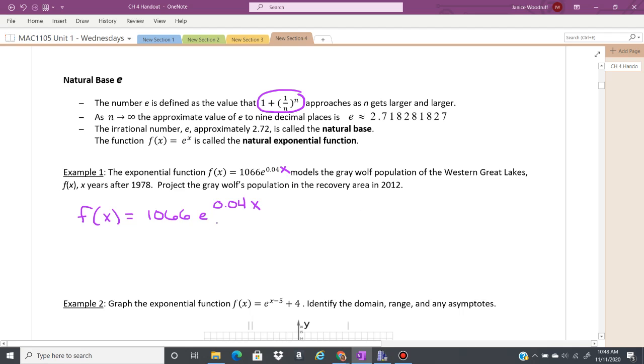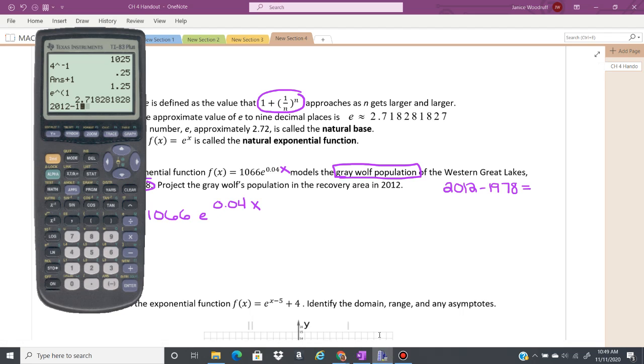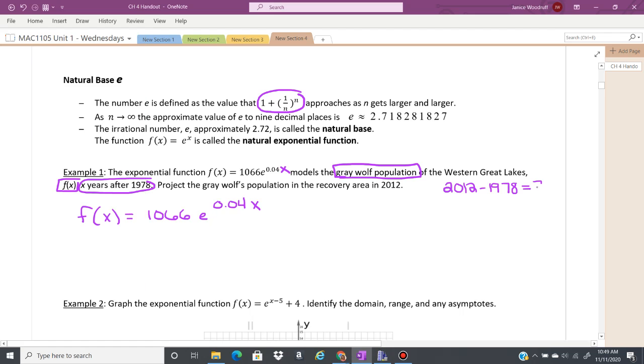Okay, so here's our function, and let's see what this means. So f of x is the population. Okay, so the function models the gray wolf population. X is going to be years after 1978. Okay, it's telling us that right here. So we want to do the population in 2012. So 2012 is how many years after 1978? So we'll do 2012 minus 1978, and that is going to give us 34 years. Okay, so we're going to plug a 34 in for this x.